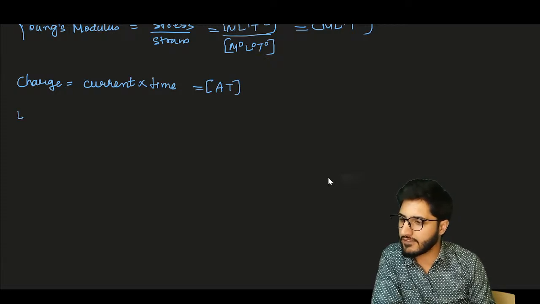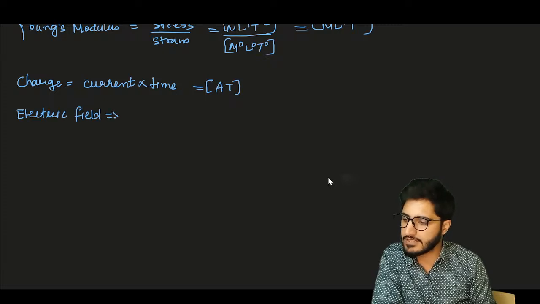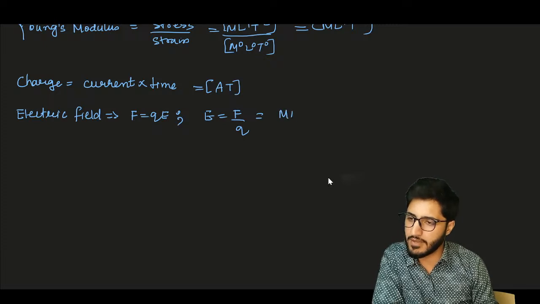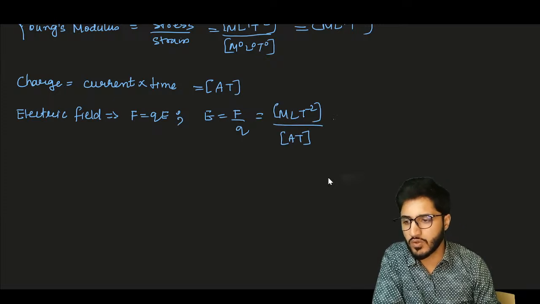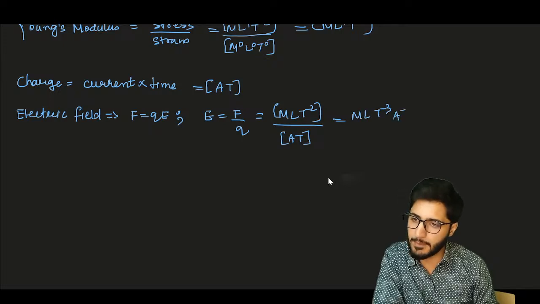What is electric field? This one is for 12th portion. Electric field: F equals Q times E, so I can write E equals F divided by Q. F is force, that is MLT^-2. Q is charge, charge is AT. So I can write it as MLT^-3A^-1.